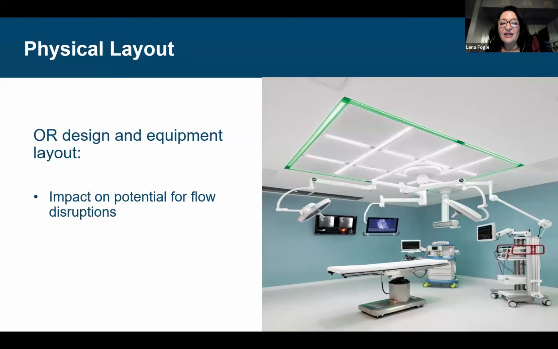And then the physical layout impact and potential for, I got an applause for that. That makes me so happy. Thank you.